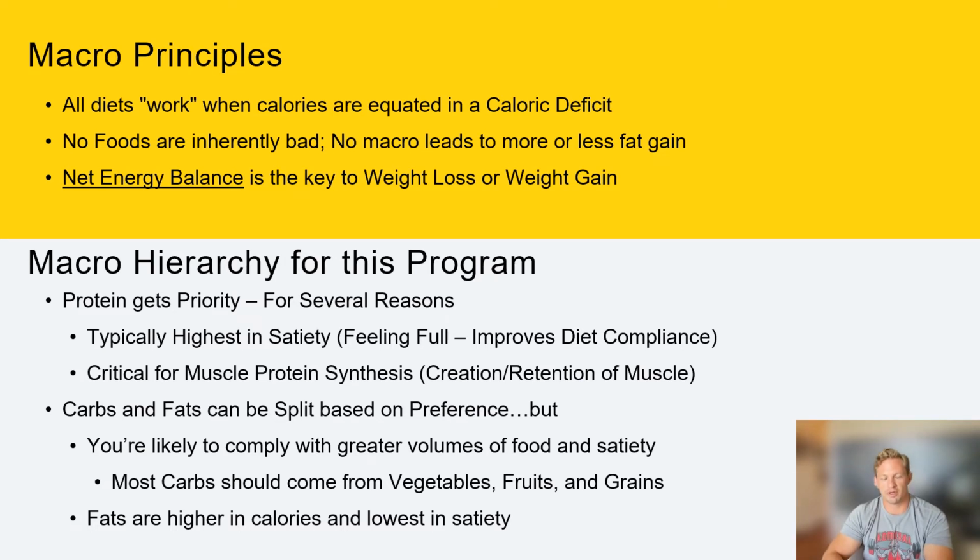We're going to put a priority on protein, and that is for several reasons. Protein is typically the highest in satiety, meaning that you're going to feel full, and being full is going to improve your ability to adhere to your plan each and every day. Also, protein is critical for muscle protein synthesis, especially when we're in a deficit. If we're not in a deficit, carbohydrate can kind of aid there, but if you're trying to lose weight, we want to emphasize protein, and that's for the creation, or at least the retention, of current muscle tissue.